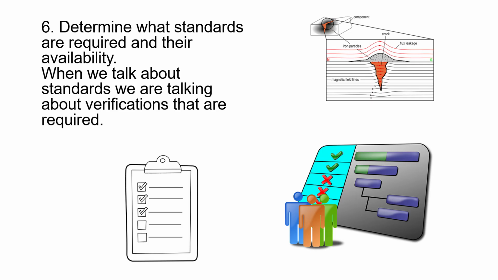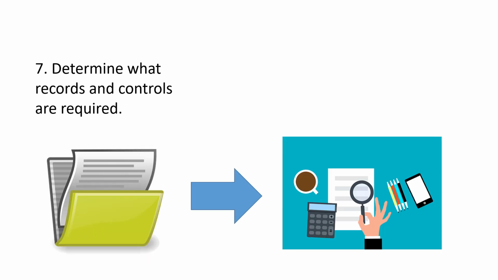You're probably going to want to determine what standards are required and their availability. So when we talk about standards, we're talking about the verifications that are required. How do we measure what's wrong? What's our standard that we're measuring against? Do we have something that we need to utilize to get there, or is it pretty extensive or not so much? So this is something we need to look at.